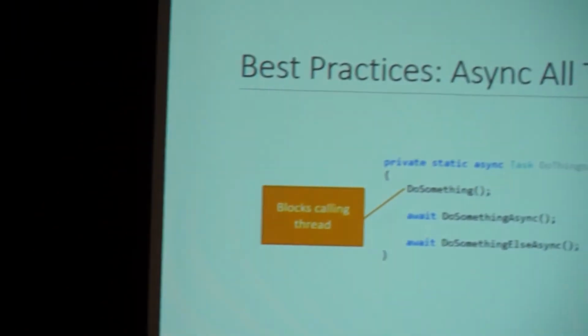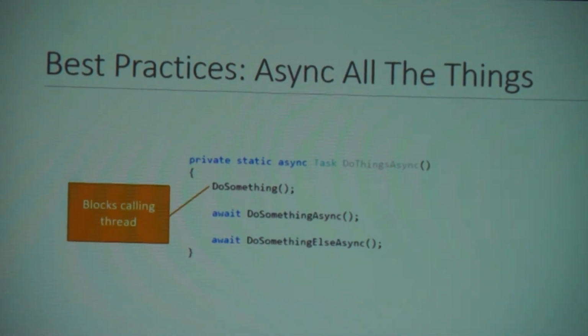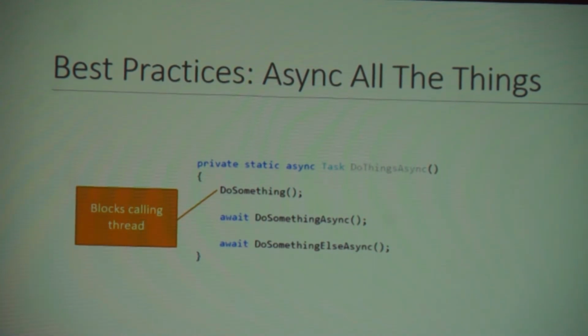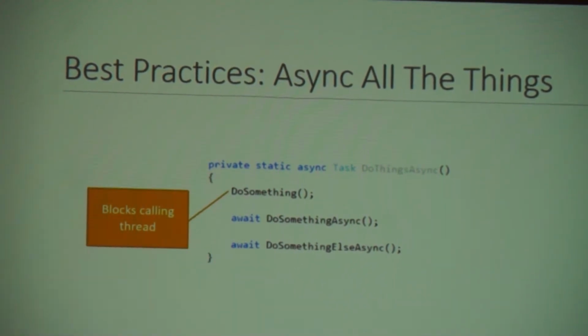All right, so best practices. Again, we don't necessarily want to async all the things, as we talked about earlier, but if something is going to block a thread and it should be asynchronous, you should make it async. The important thing to remember about async methods is that just because you have an await inside of it doesn't mean that the entire method is asynchronous.